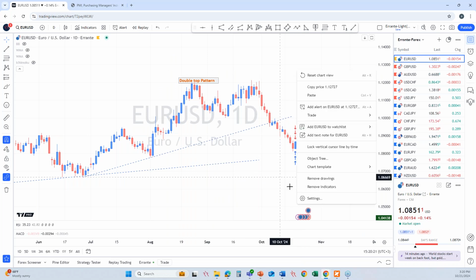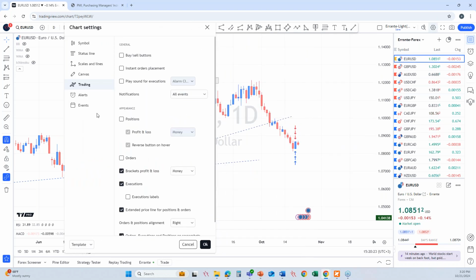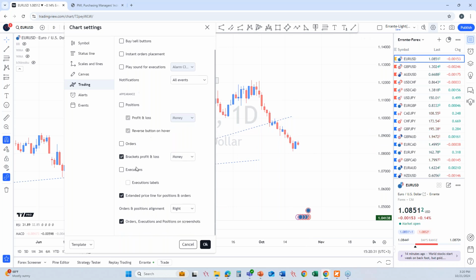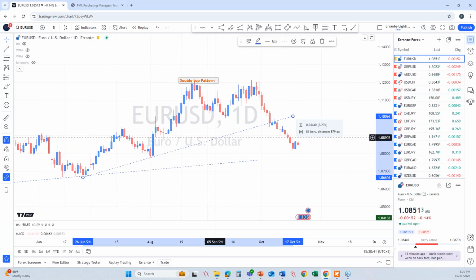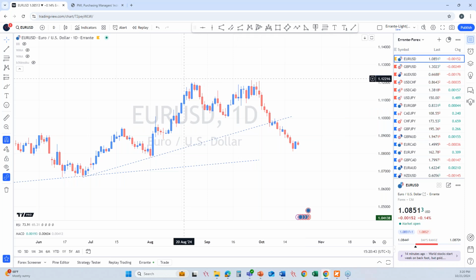For example, here you see in the trading, the executions. If I turn it off, you see those arrows disappear from my screen. So in that case, I can keep it very neat and simple, and maybe I can have more focus on charting itself.